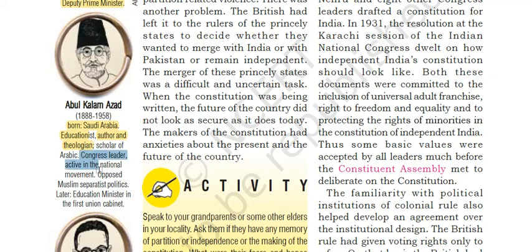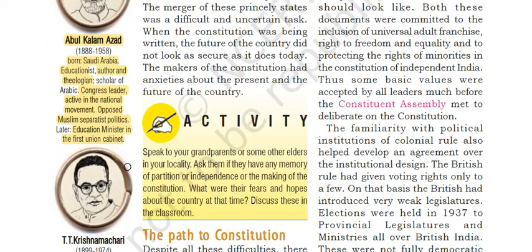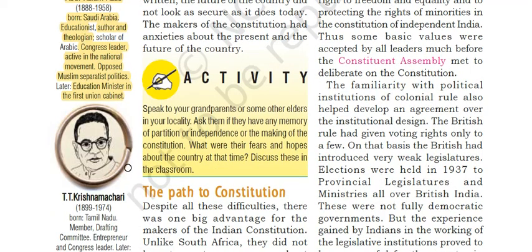He was a Congress leader, active in the national movement also, and opposed Muslim separatist politics. See, Abul Kalam Azad is a Muslim, and he opposed Muslim separatist politics. That is the beauty of the Congress during that time. Later, he was the education minister in the first Union cabinet. So he was a very important person during that time. Till here we have T.T. Krishnamachari. So many others you will find in the books.